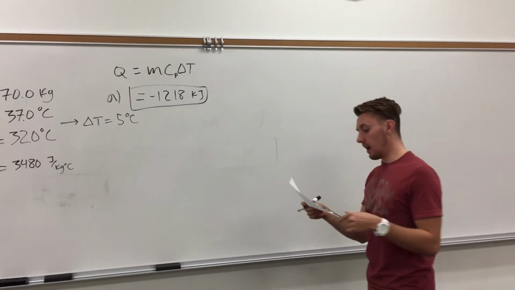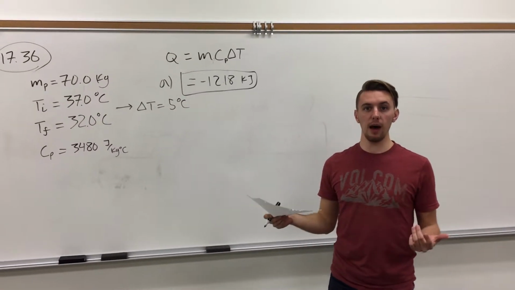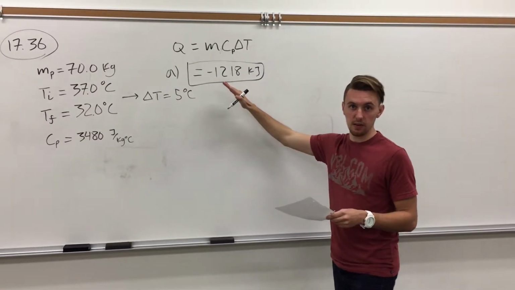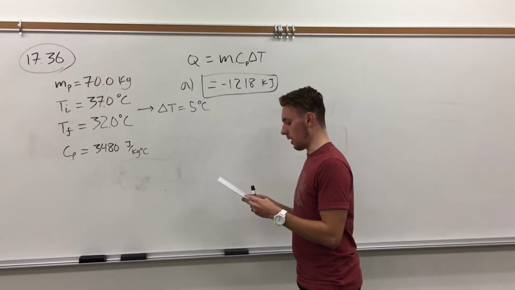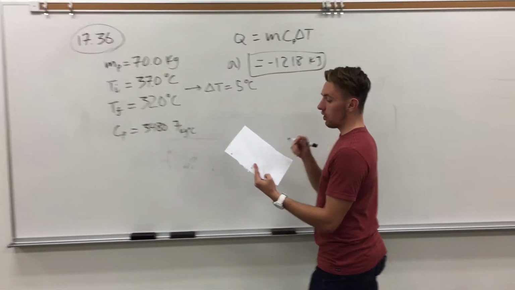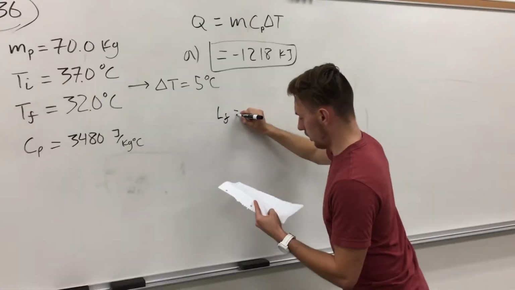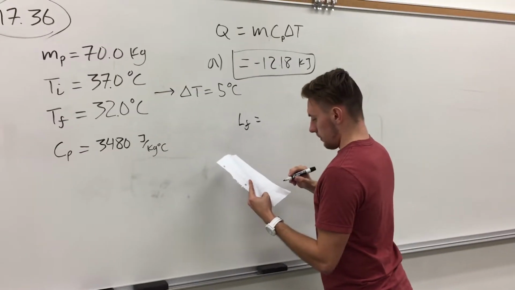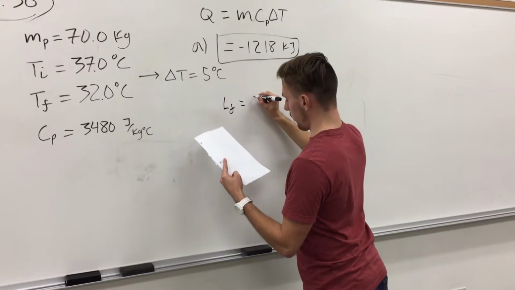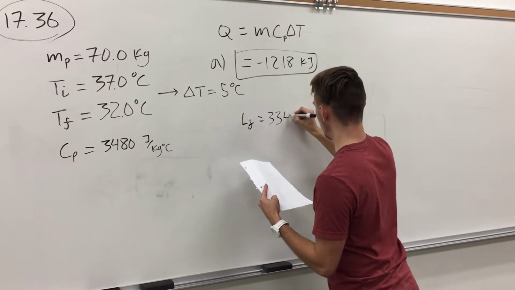So after that, it asks us, well, if the man is in an ice bath, how much ice are we going to need in order to counteract this heat that is being given off by his body? So the question in part B gives us the latent heat of fusion of water, or L sub F, which is 334 kilojoules per kilogram.